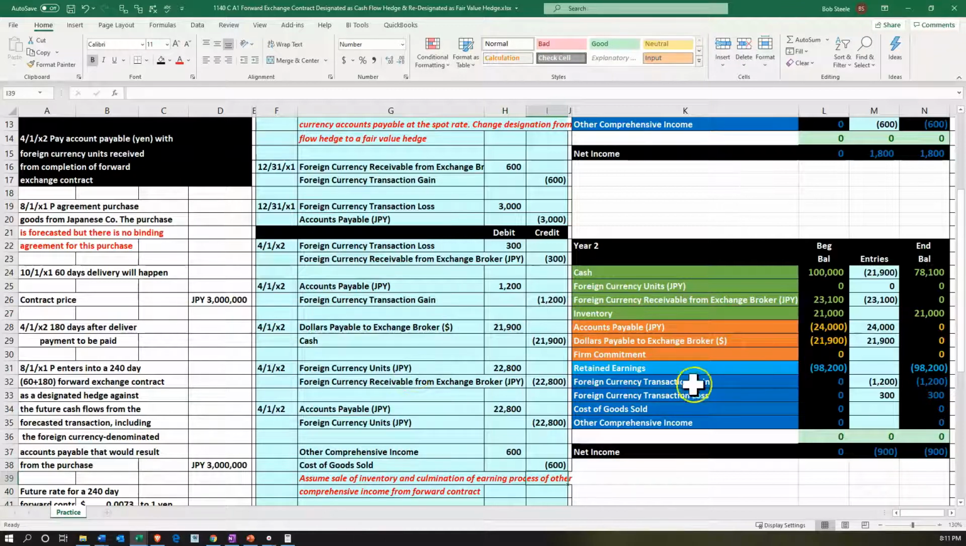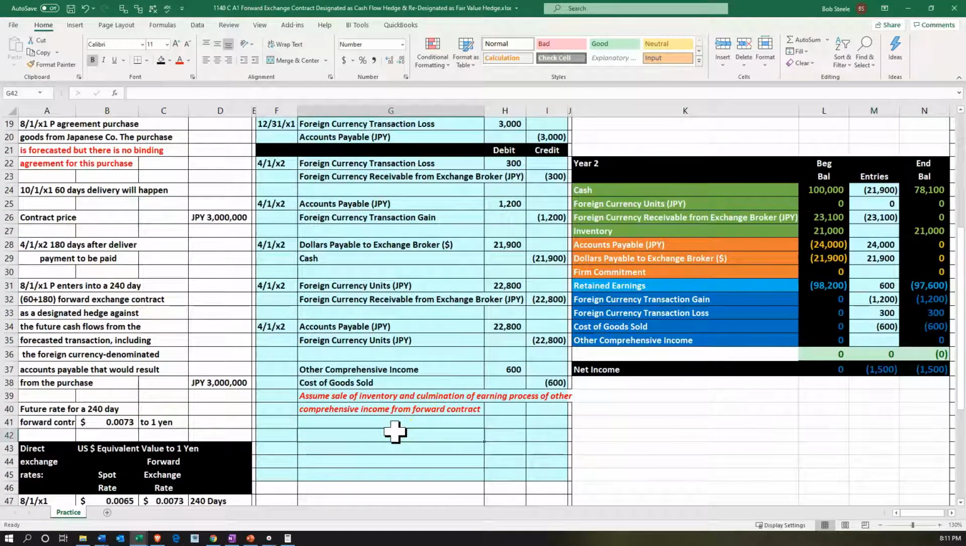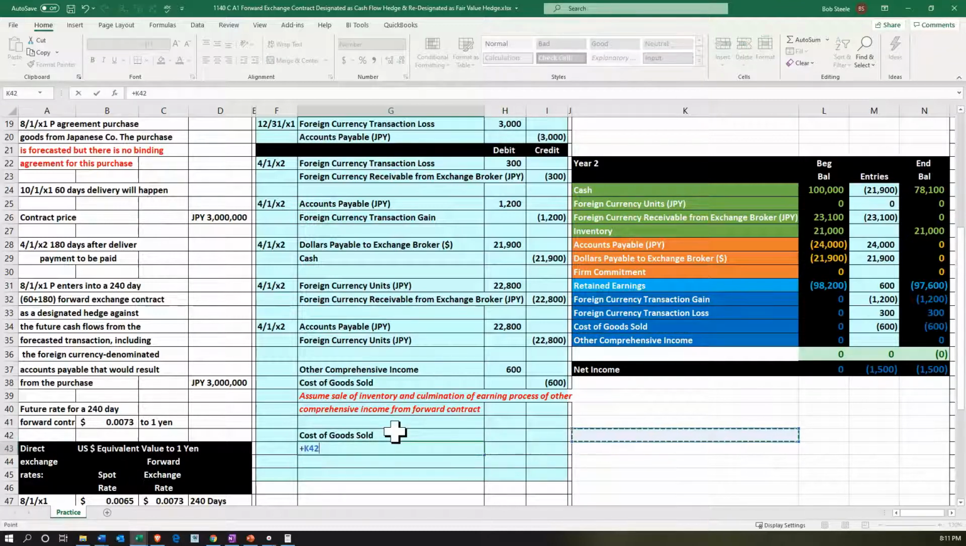So if we record that, I'm going to include that basically in the retained earnings because I rolled them in here. So we're going to include other comprehensive income up top, and then we have the cost of goods sold at the 600 here. Then, of course, we'd also have the cost of goods sold related to the inventory going down. So we'd have cost of goods sold and inventory if we assume the sale here as part of the sale.